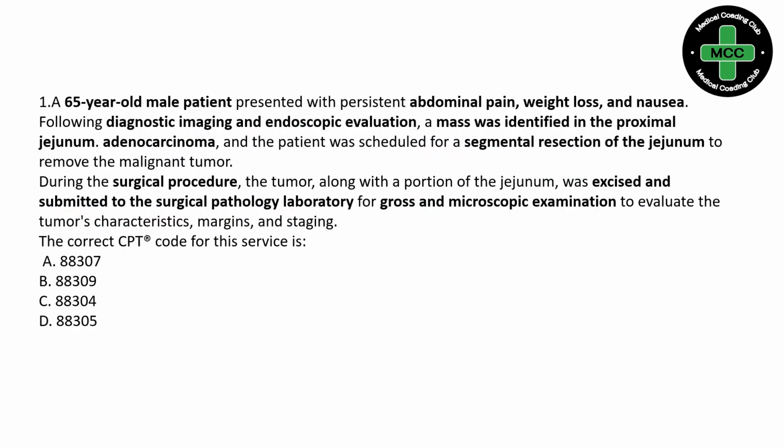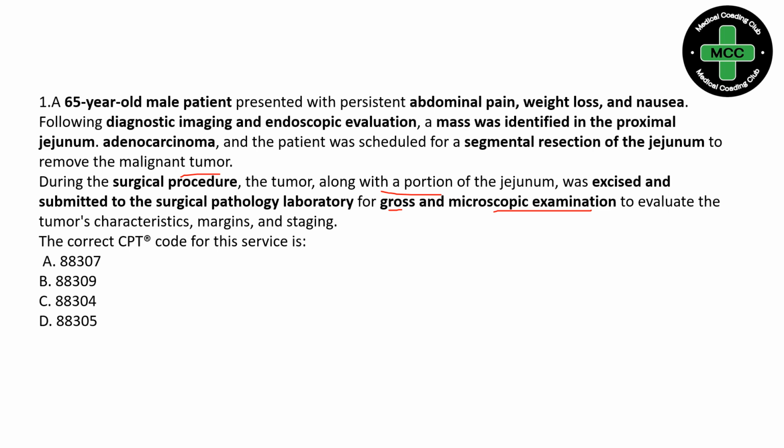A 65-year-old male patient presented with abdominal pain, weight loss, and nausea. Following diagnostic imaging and endoscopic evaluation, a mass was identified in the proximal jejunum, which is adenocarcinoma. The patient was scheduled for segmental resection of the jejunum to remove the malignant tumor. During the surgical procedure, the tumor, along with a portion of the jejunum, was excised and submitted to the surgical pathology laboratory for gross and microscopic examination to evaluate the tumor's characteristics, margins, and staging.